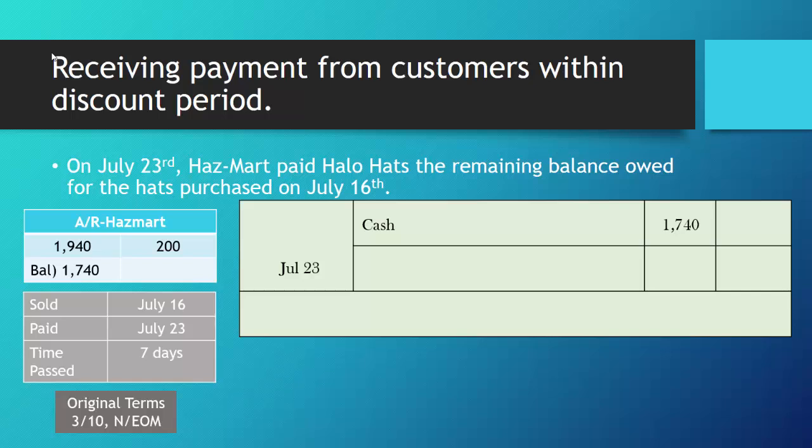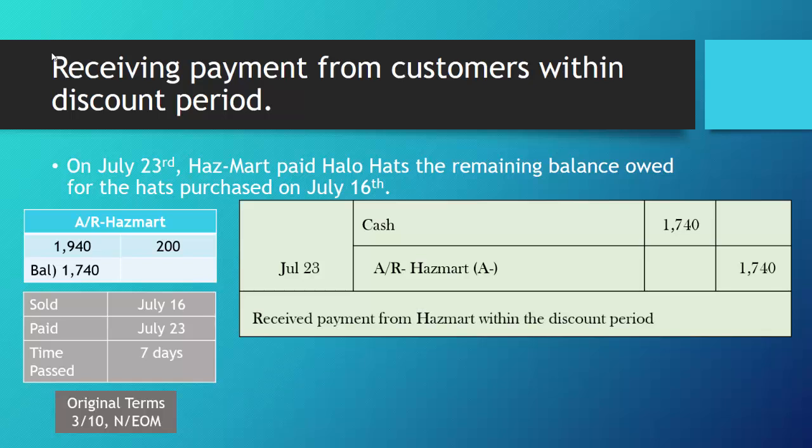And since that came to fruition, if you will, we don't have to do anything special. We can just take that receivable off the books because we've already accounted for the discount. So AR Hazmart gets credited for $1,740. And we receive payment from Hazmart within the discount period.